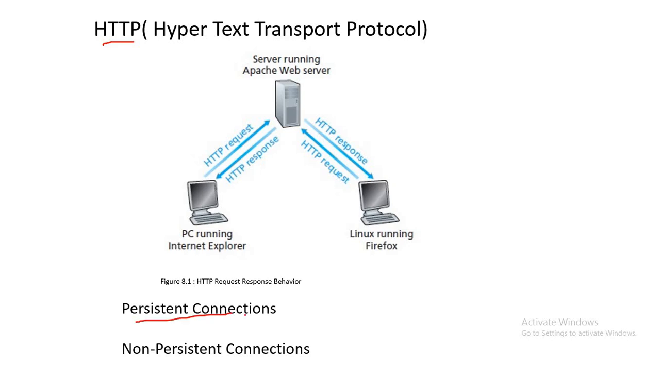There are two types of HTTP, persistent connection and non-persistent connection. In persistent connection, there is a requirement of one-time connection establishment. Whereas in non-persistent connection, there is connection establishment every time. Whenever you want to exchange data, every time there is a need to establish the connection and terminate that particular connection. So that is all about non-persistent and persistent HTTP.